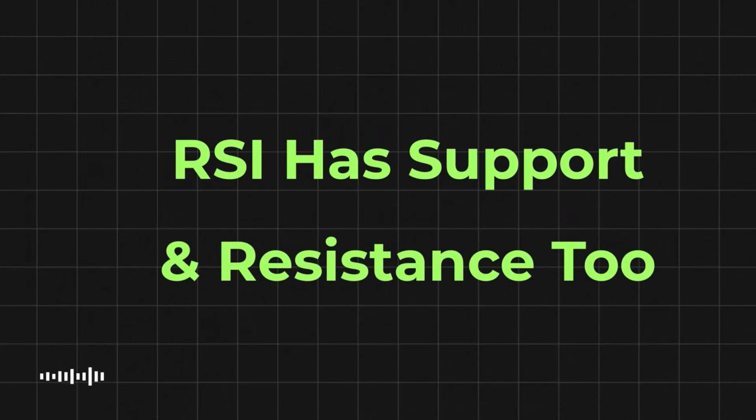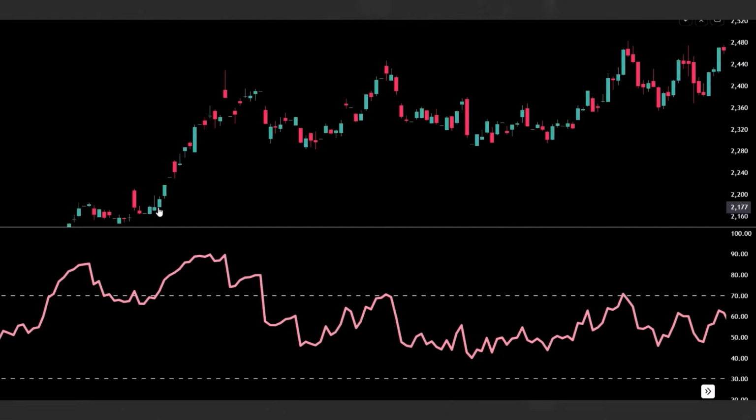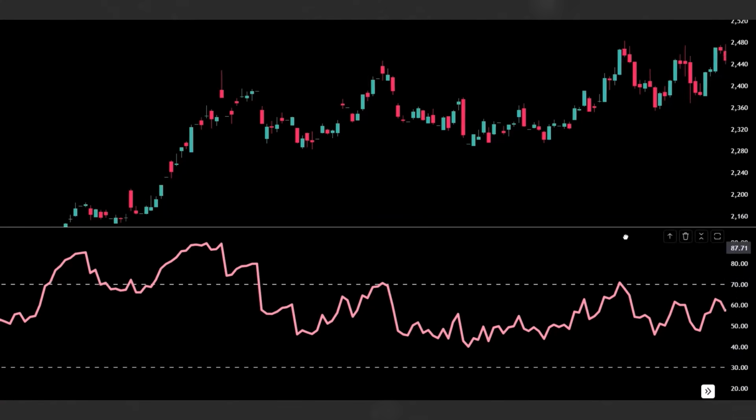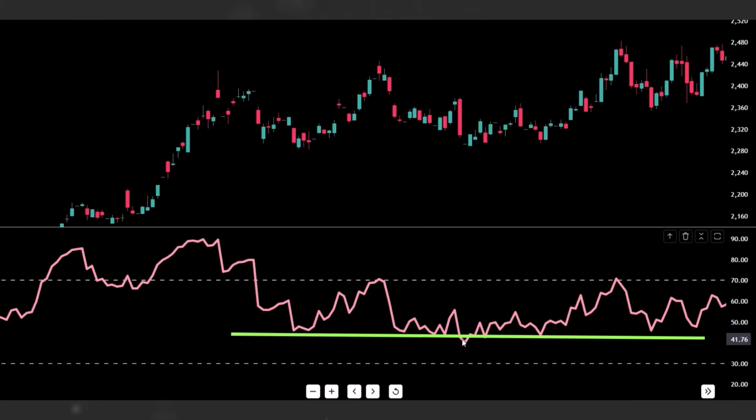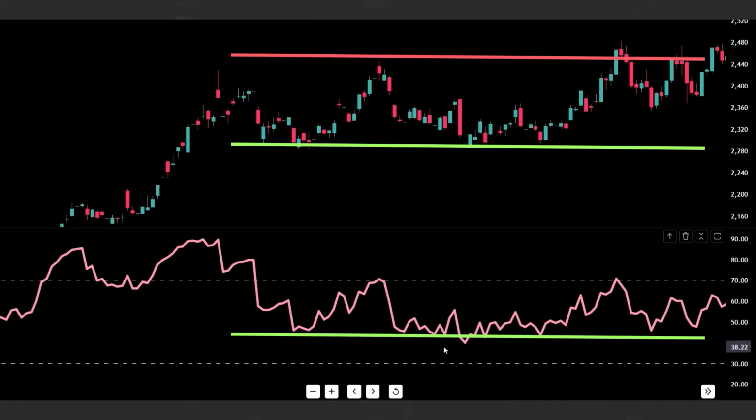RSI has support and resistance too. Most traders only pay attention to two levels on the RSI, the 70 level and the 30 level. These levels are used to identify overbought and oversold conditions, but in reality, the RSI reacts to other levels as well. If you observe the indicator carefully, you'll notice that the RSI sometimes stops, reverses, or bounces at certain areas again and again. These areas behave very similarly to support and resistance on price charts.